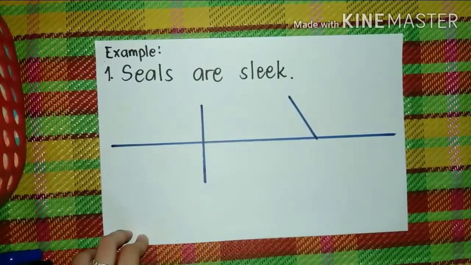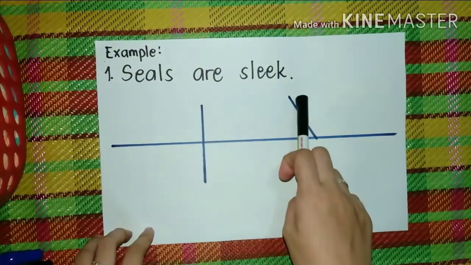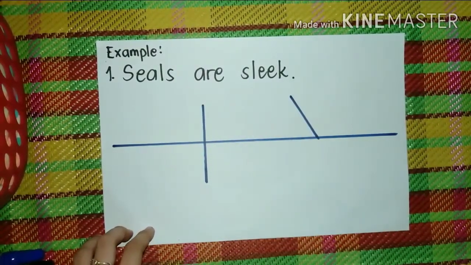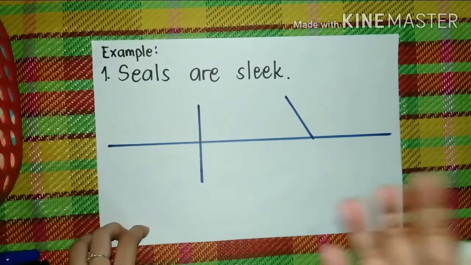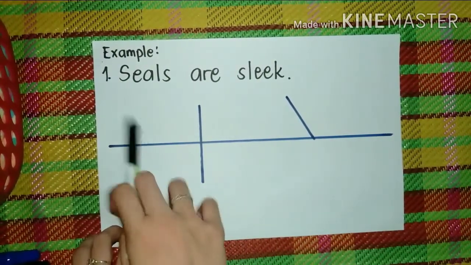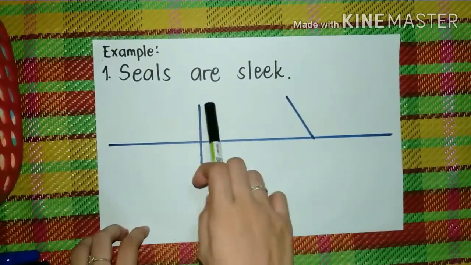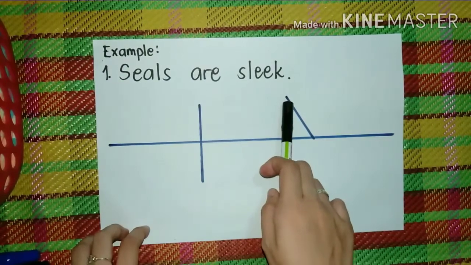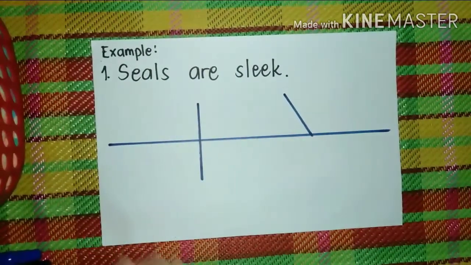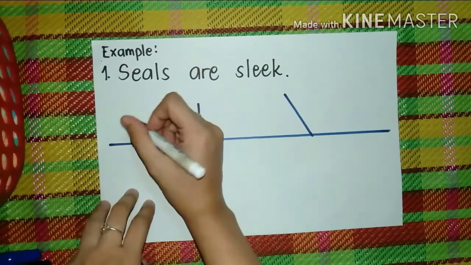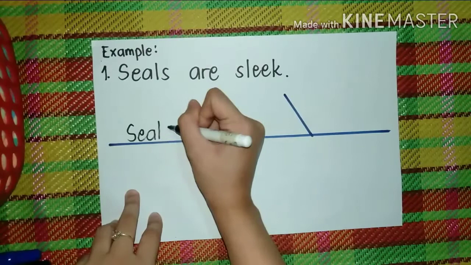Now let's try this first example. Seals are sleek. So, as I've discussed before, the subject usually is located at this part. So, try to identify first which one is the subject. Seals are sleek. Since we're talking about seals, seals will be the subject of this sentence. So, I wrote seals here.